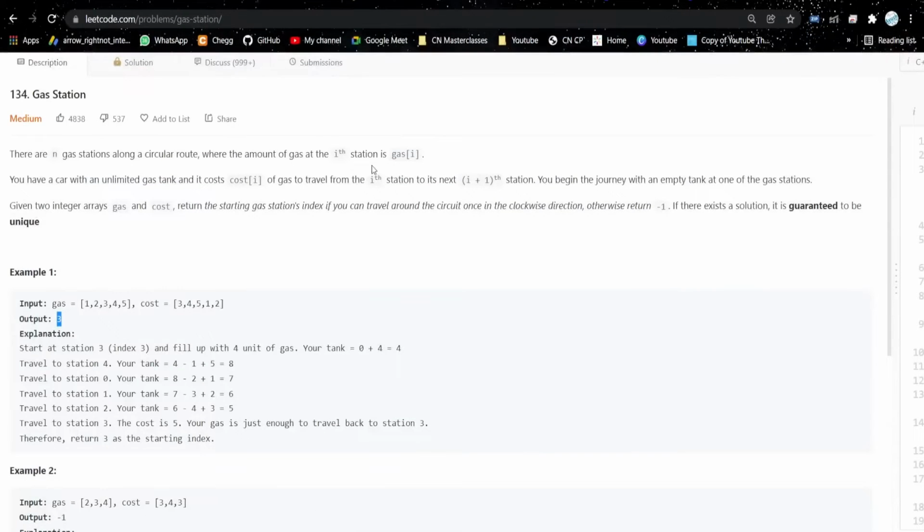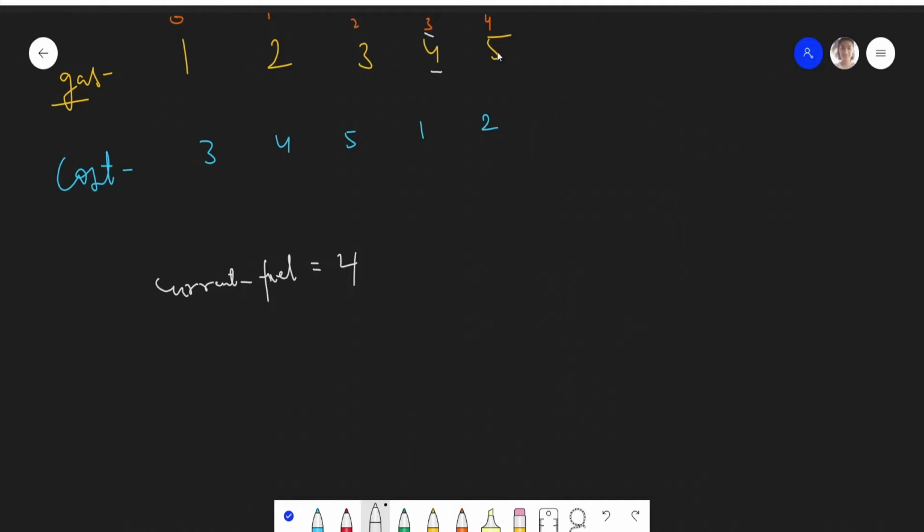It was written in the question that cost[i] is the gas needed to travel from ith to i plus 1. So if you are going from ith to i plus 1, you have to use this. So 4 minus 1 will be used, and when you come here 5 will be added again. So this will come out to be 8. For every station we are calculating how much is left. So 4 is filled and 1 is used to come here. So this will be what is left.